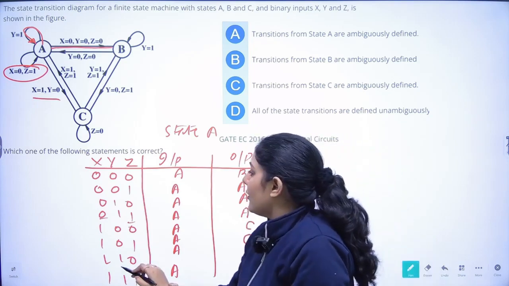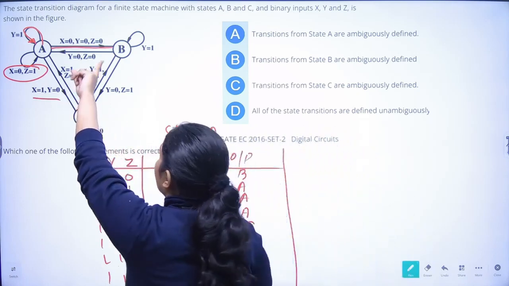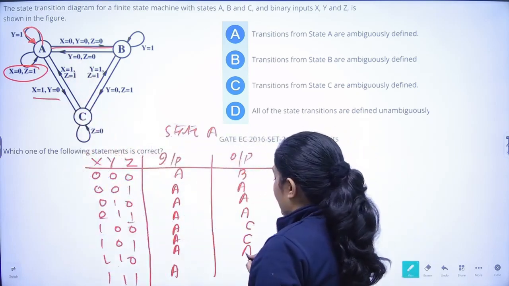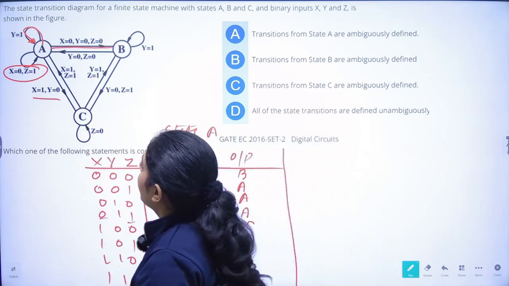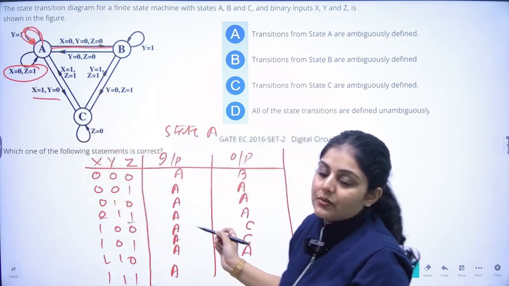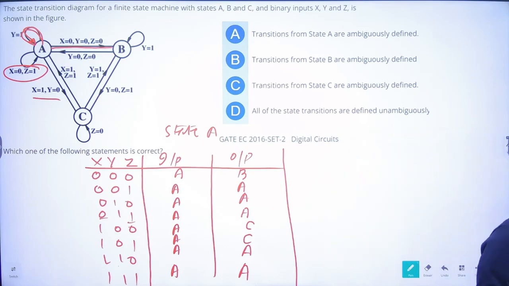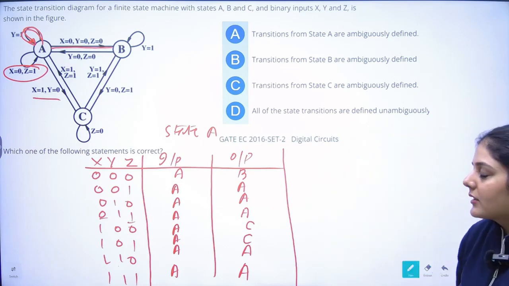Now for 1, 1, y = 1, it is coming back to A. And for 1, 1, 1, with y = 1, x and z values don't care, so it is coming back to A. So this is having no ambiguity, right? In this case, there is no ambiguity.